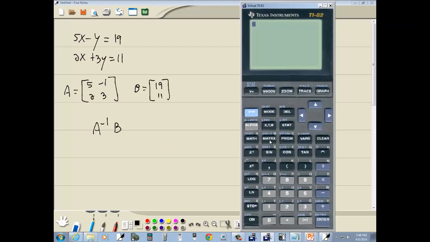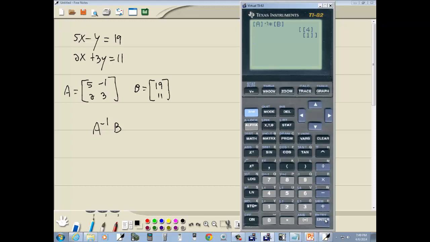Okay, inverse of A. So I'm going to go to the matrix menu, do enter on A, and then I'll push this x to the negative 1 button. That's our inverse button. Times, and then B. So I go to matrix, down arrow to B, press enter on it, and press enter again.